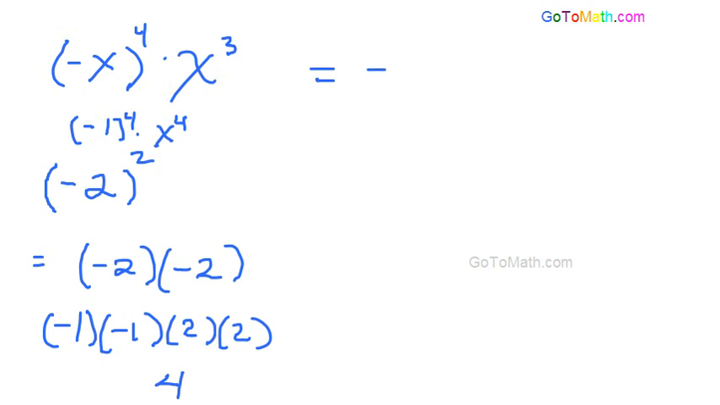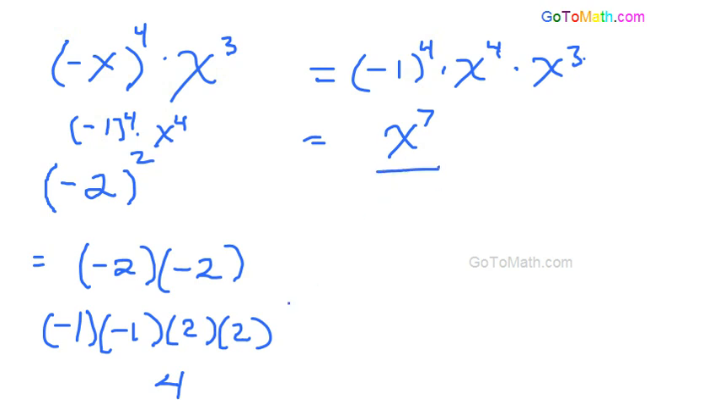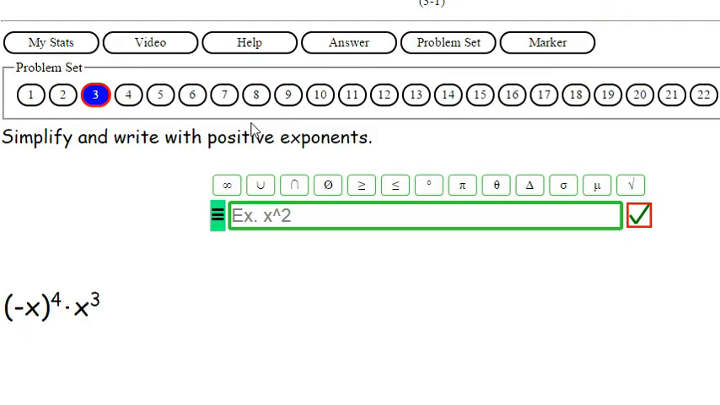So I can actually break this up, maybe you'll better see this. So that becomes negative 1 to the fourth times x to the fourth times x to the third. And so we know that the negative 1 part is all going to just be a positive 1, so we're not even going to write that. And then we add our exponents and we get x to the 7th. So that's one way of looking at that. All right, x to the 7th.